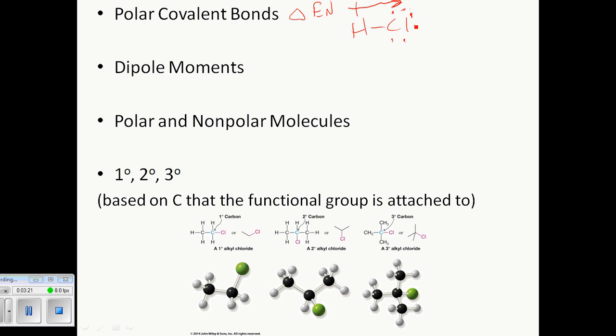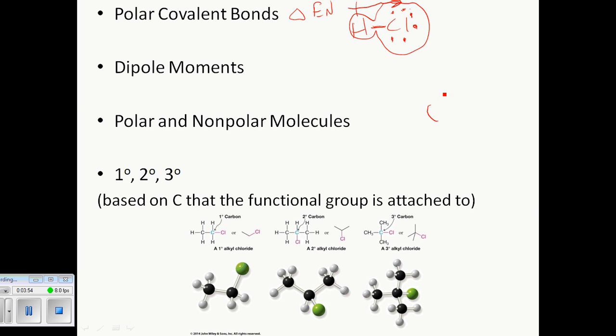What that's describing to us is that the electrons shared in this bond are going to be unequal. Because the chlorine has a higher electronegativity, you're going to have a lot more electron density around it than you're going to have around the hydrogen, because of that electronegativity difference. And then when you have multiple atoms attached to a compound, or an atom that has different dipole moments, the whole molecule can be polar or nonpolar.